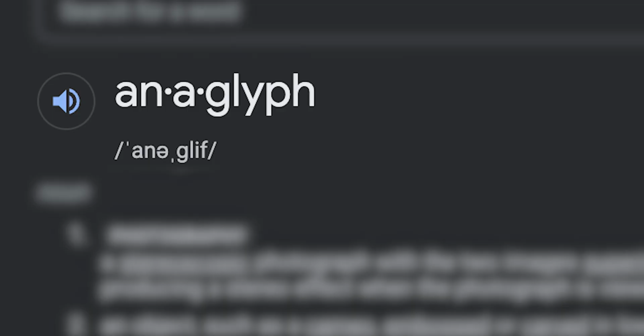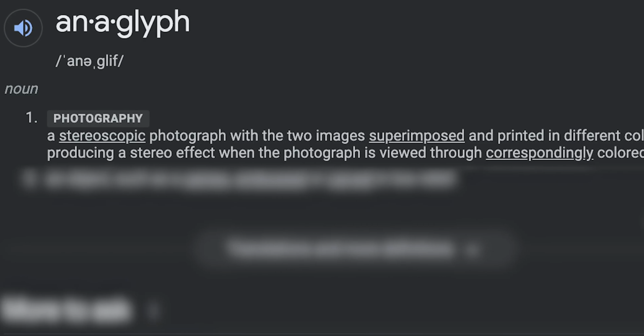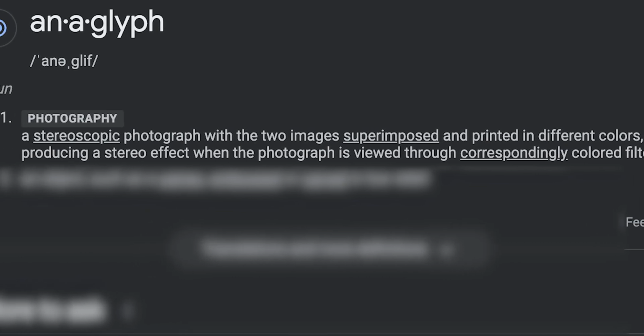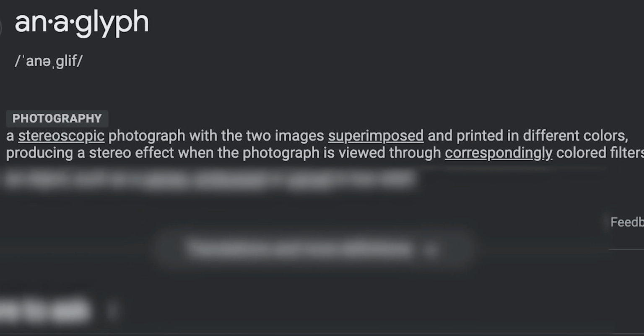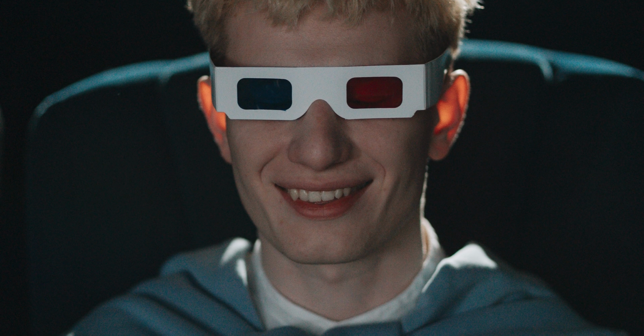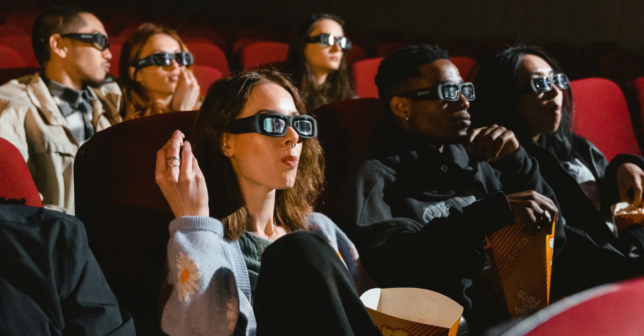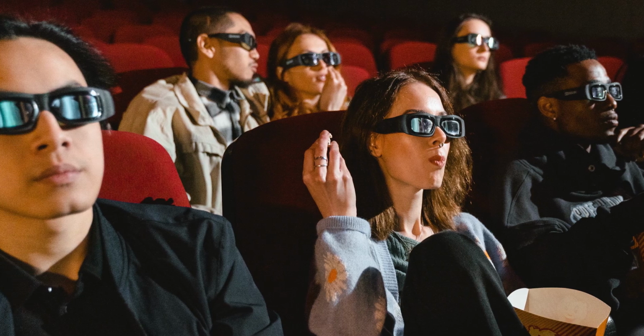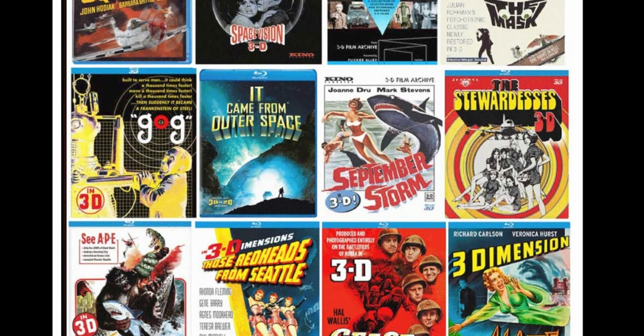Well, anaglyph by definition is a stereoscopic photograph with the two images superimposed and printed in different colors, producing a stereo effect when the photograph is viewed through correspondingly colored filters. But in layman's terms, this is the red and cyan 3D glasses that have become synonymous with 3D. The type of 3D glasses that you get now in the theater are actually polarized 3D, and believe it or not, that has been the standard since the 50s.